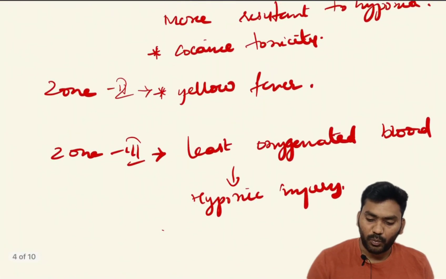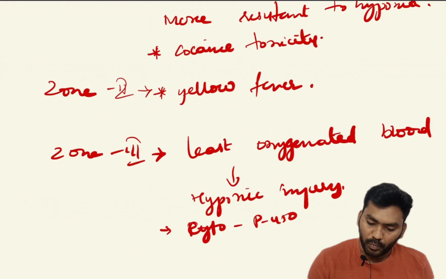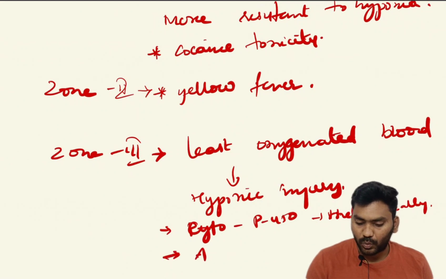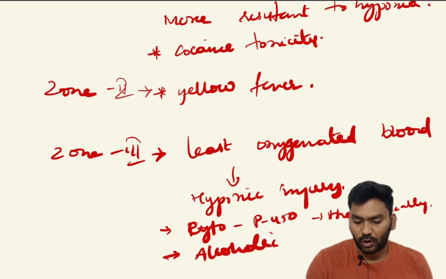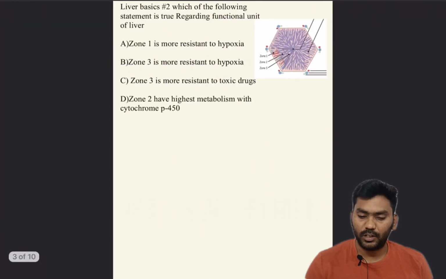Okay, and one more important thing about this zone: it has the highest concentration of cytochrome P450. So this is metabolically very active. As this is metabolically very active, it is more prone to injury with alcohol. So alcoholic fibrosis is common in this pericentral zone.